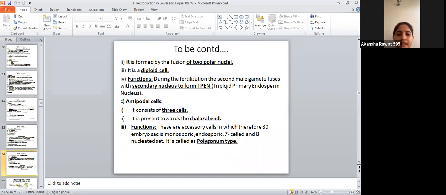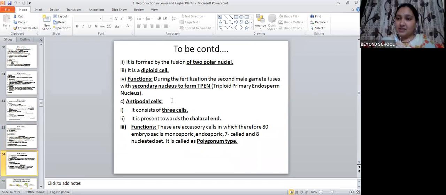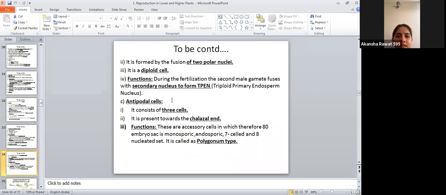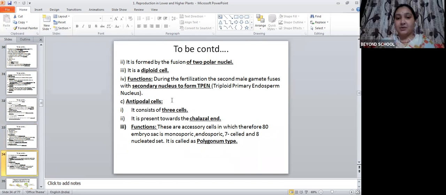Then we saw antipodal cells. Antipodal cells are present within the female gametophyte at the upper side, right? Antipodal cells are three in number, that's why it is said to consist of three cells. Where is it present? It is present near the chalazal end, also called the chalazal pole. What is the function? They are accessory cells.